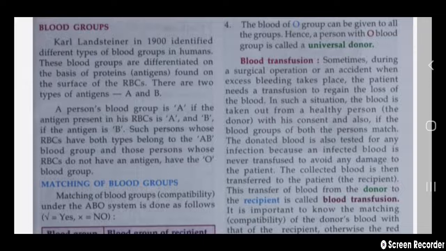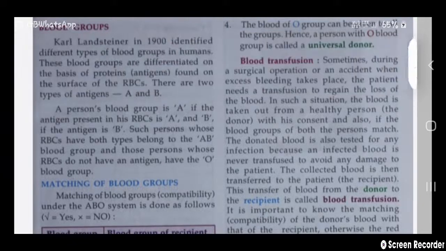Karl Landsteiner, in 1900, identified that different types of blood groups are found in humans. These blood groups are differentiated on the basis of the proteins found on the surface of the red blood cells. On the basis of those proteins, we can find the blood group of a person.